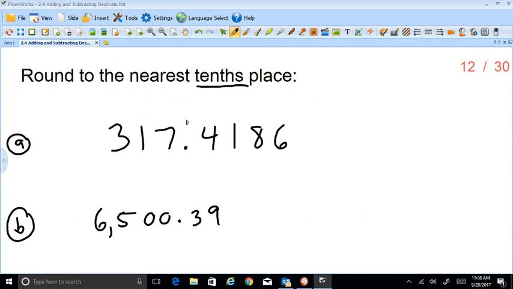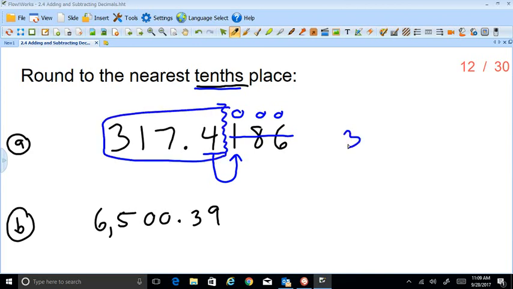Okay, hopefully you've already done A and B by yourself, and I'm going to round to the nearest tenths place. I underline the 4 because that's in the tenths place. Hook an arrow to the 1 because that's in the hundredths place. The 1 tells me to leave the 4 alone. Now, last step, these become zeros, and since I'm in decimal land, I cut it off right there and rewrite my final answer, 317 and 4/10, final answer.